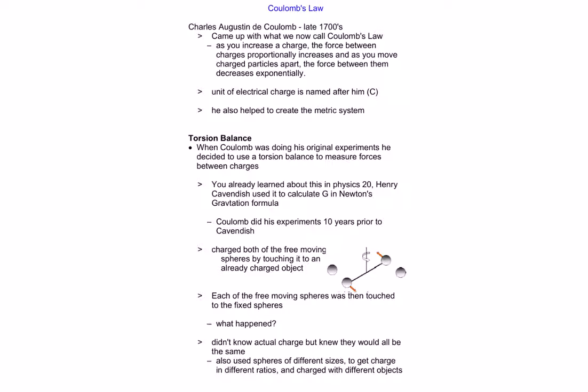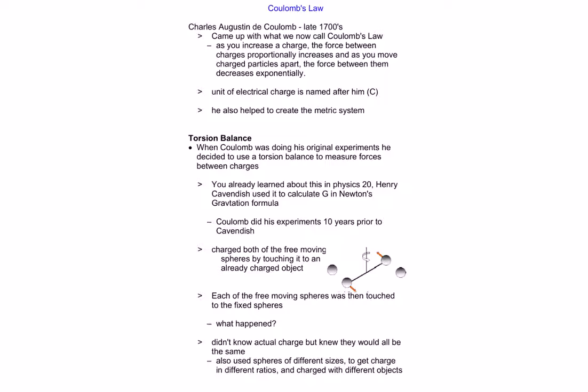Basically, he investigated the relationship between charges. So if we have two different charges, what's the force between them? He figured out that as the charge increases, so does the force. That makes sense. If you have a stronger charge, it should create more electrostatic force. And he also figured out that if you move them apart, the force between them will decrease exponentially.